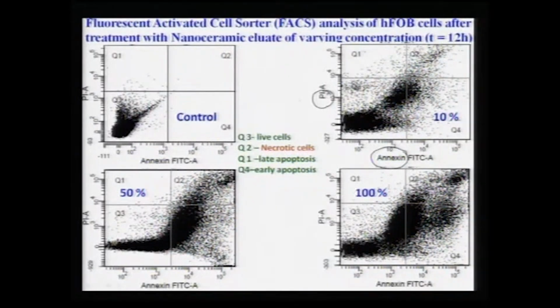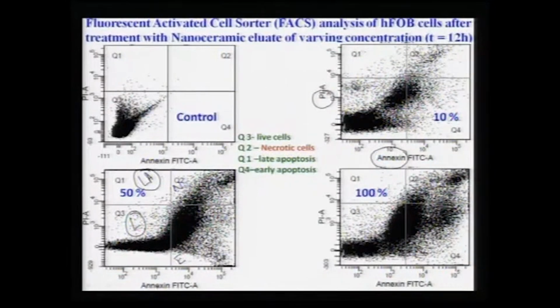Now, what is the uniqueness of this FACS analysis? This will tell, in a given cell population, what are the fractions of the cells which are alive. L stands for alive. Then, the cells which are in the necrotic stage, that is N; the cells that are in the early apoptosis stage, that is E; and how many cells are in the late apoptosis process.